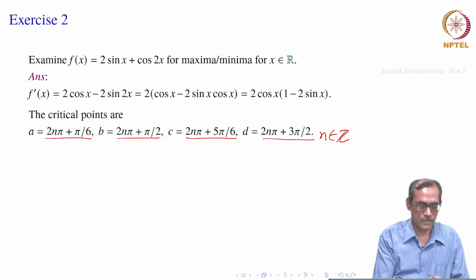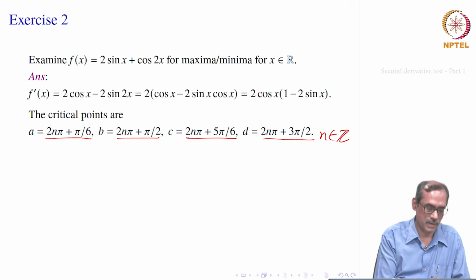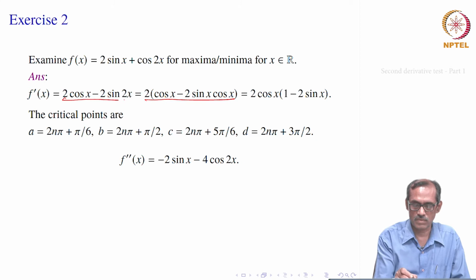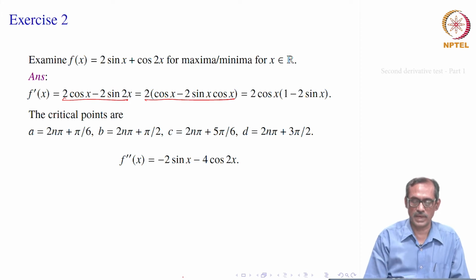Okay. Now, at these critical points we must find out what happens, maxima or minima. So, for that purpose we differentiate it again. We get f double prime x; from this it will be easier to differentiate, or even from the first one it will be easier still. So, that gives minus 2 sin x, and minus 2 comes here, minus 4 cos 2x. So, that is f double prime x, fine.